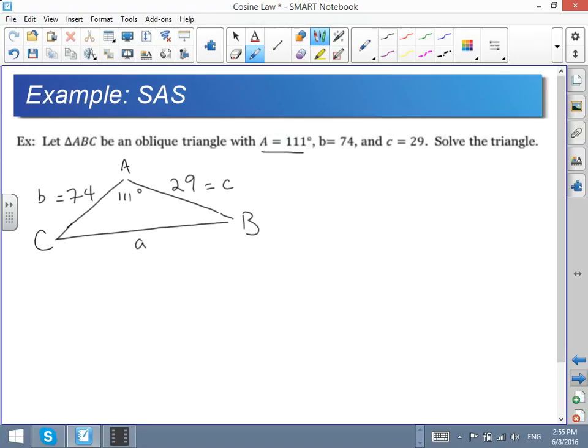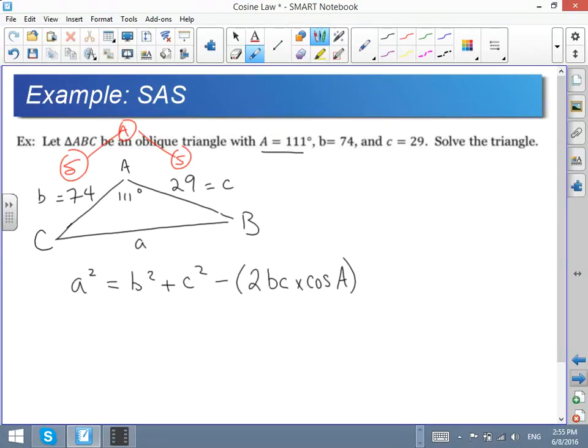So according to the cosine law, and we have an SAS situation here, so side angle side, we can write the following. The square of the side we want is the sum of the squares of the sides we have. Take away this particular correctional quantity. In this case, it's going to be 2bc. So 2 times b times c multiplied by the cosine of the angle we have, which is angle A.